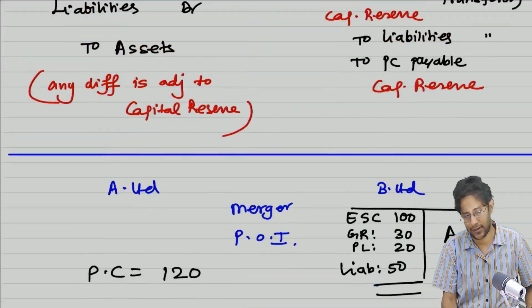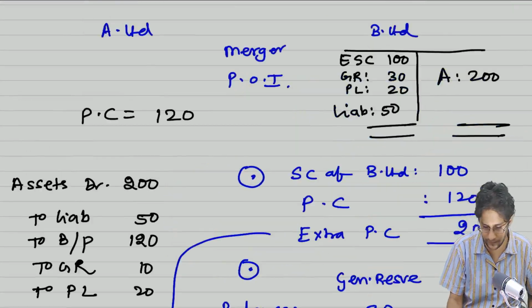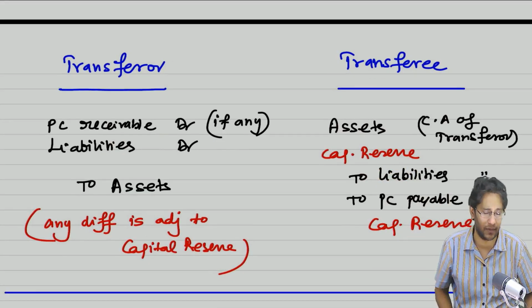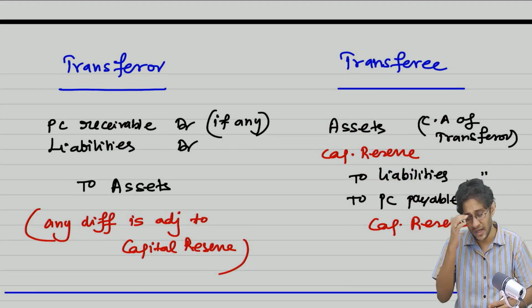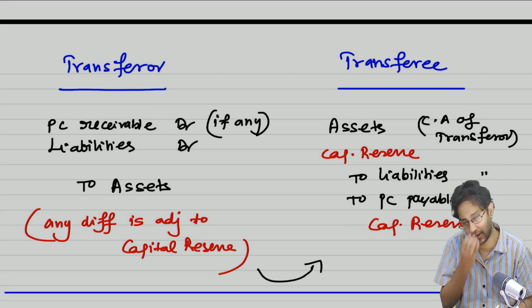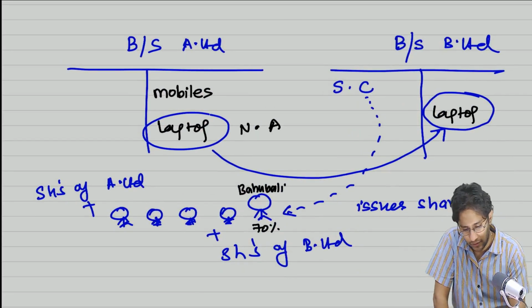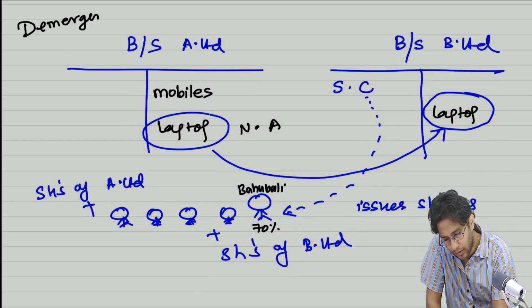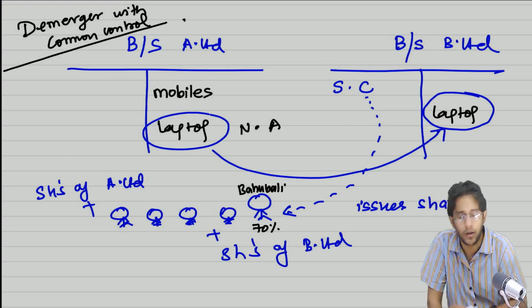Okay, sir. When this is the pooling of interest method, what we have learnt, then why did you discuss this? You observe, sir, pretty much it's the same thing. All assets and liabilities are incorporated only at book value. But why I have discussed this method is, we have two questions in the study material which are demerger with common control. That means this laptop, mobile division kind of sum.